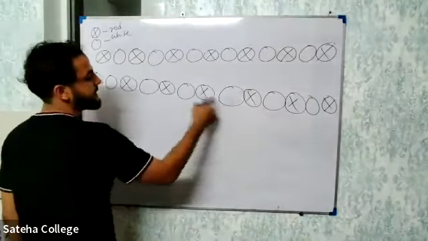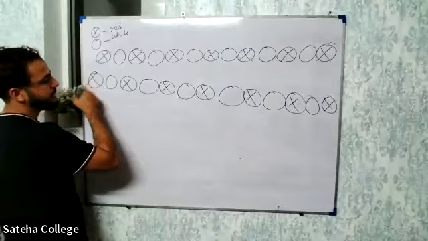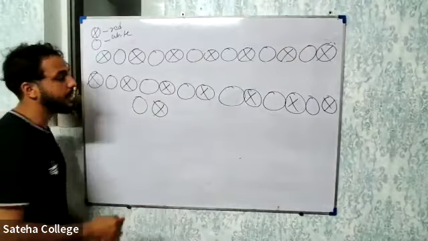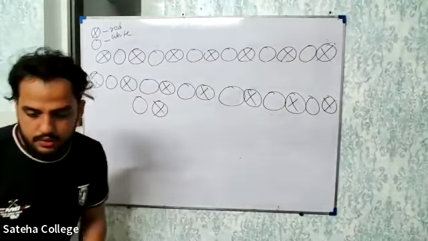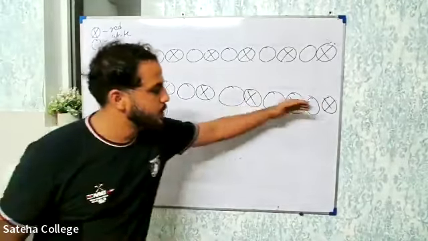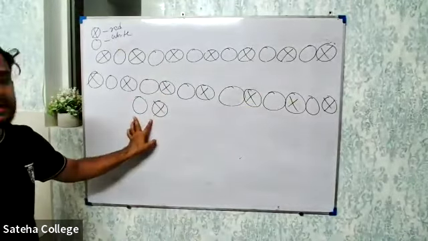1, 2, 3, 4, 5, 6, 7, 8, 9, 10, 11, 12, 13. Okay, I'll add one more, white and red. Now again, if you count, see here, how many red? 1, 2, 3. Now this was 13. You added one red and one white to the next row.